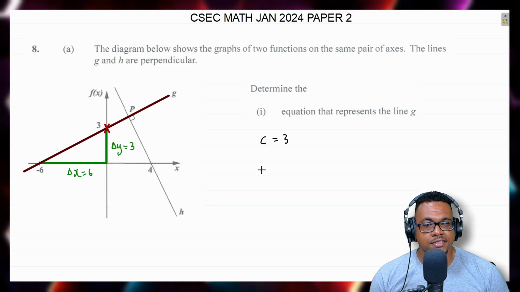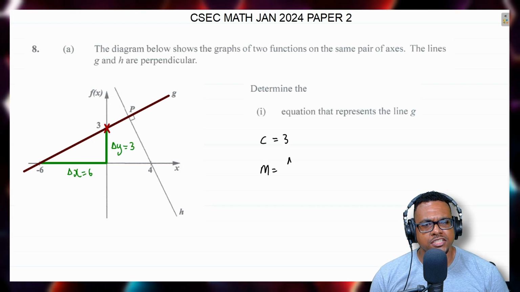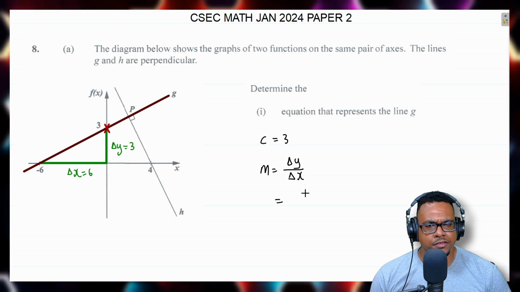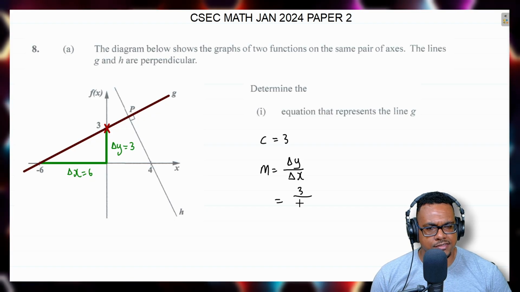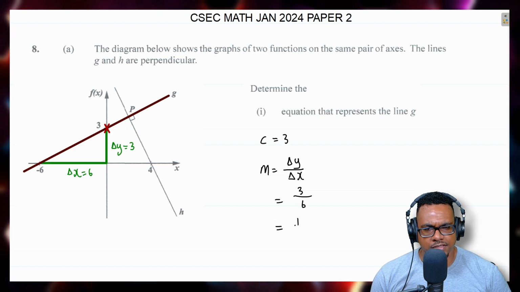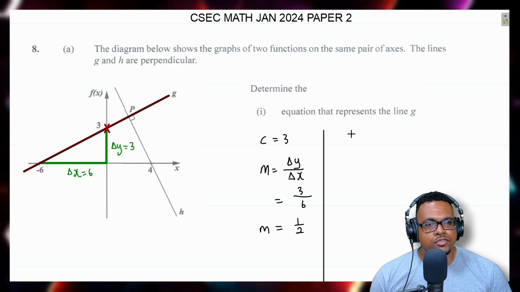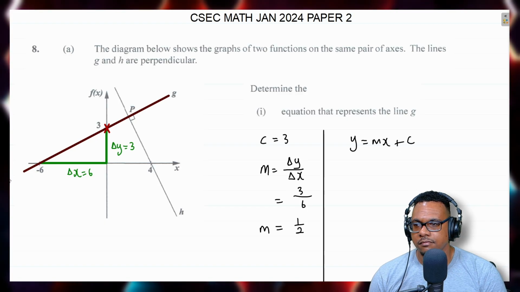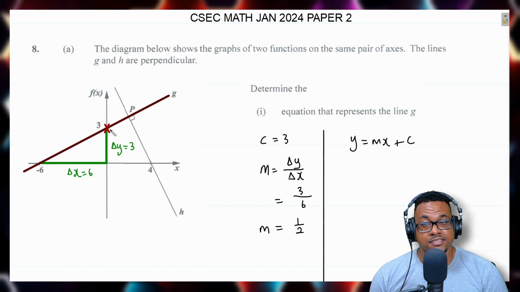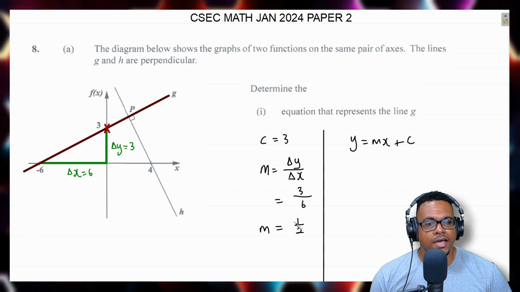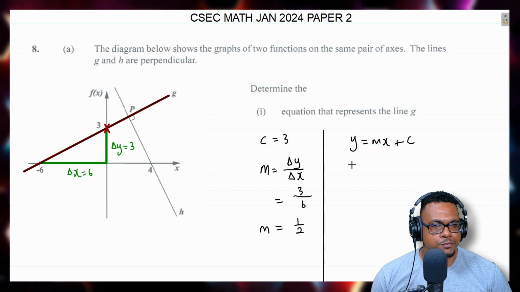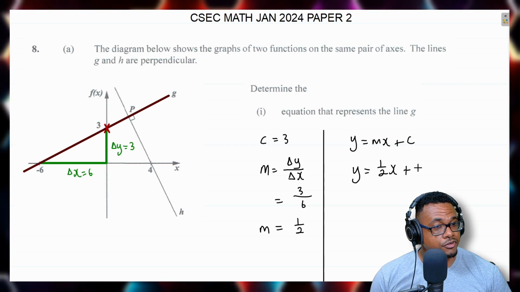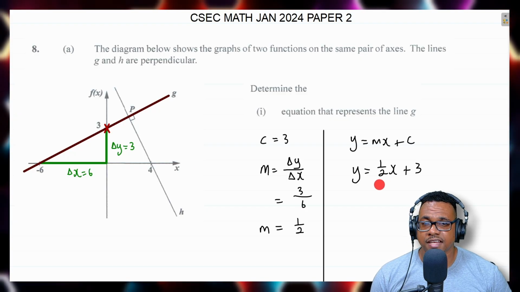So now my gradient, and the symbol for the gradient is m, would be the change in y over the change in x. And my change in y is 3. And my change in x is 6. Therefore, my gradient is equal to a half. So now I can write the equation of the line in the form y is equal to mx plus c. And I know the y-intercept is 3, because that's where the line touches the y-axis at 3. And I know my gradient is a half. So all I have to do is put in those values. So for m, I'm replacing that with a half. And for c, I'm replacing that with 3. And this is the equation of the line G.